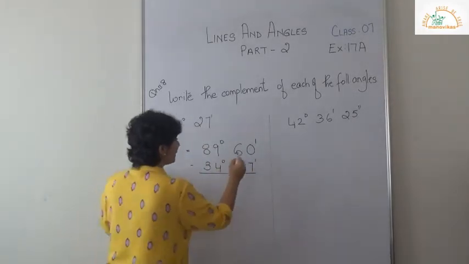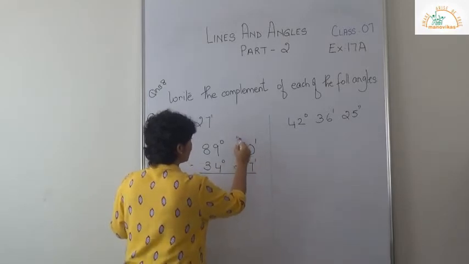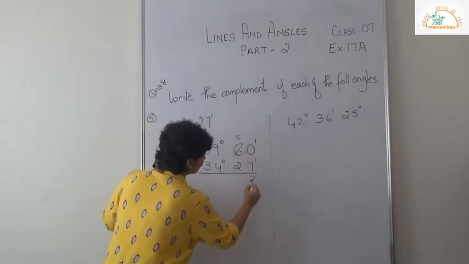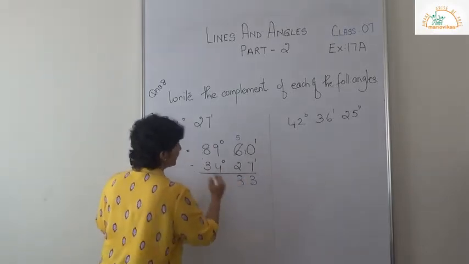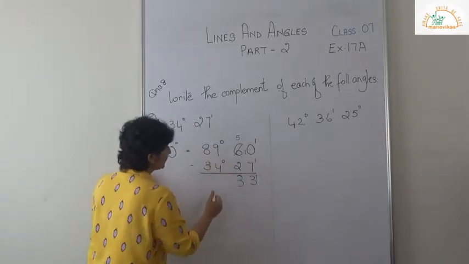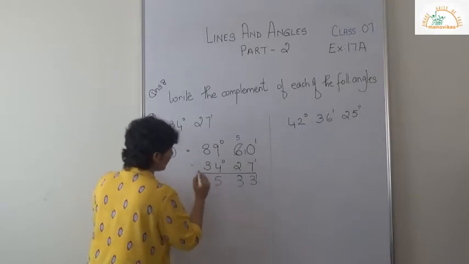So I get, when you borrow, this will become 5, so this will become 3. 5 minus 2 will give you 3. So 33 minutes, and 9 minus 4 will give you 5.